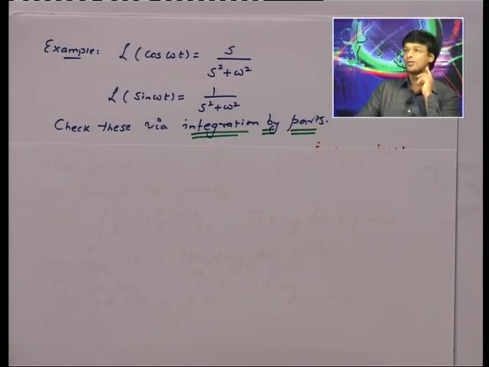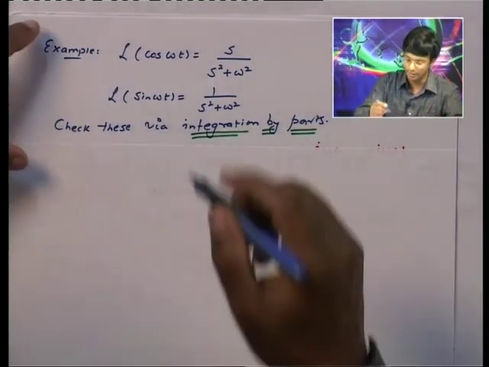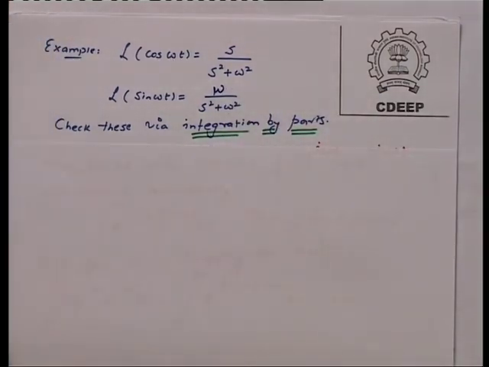Now integration by parts is going to be messy, correct. E to the power minus st cos omega t, we will have to integrate by parts twice, right. Omega upon s squared plus omega squared. Thank you very much. Yes, absolutely correct. Laplace of sin omega t is omega by s squared plus omega squared.